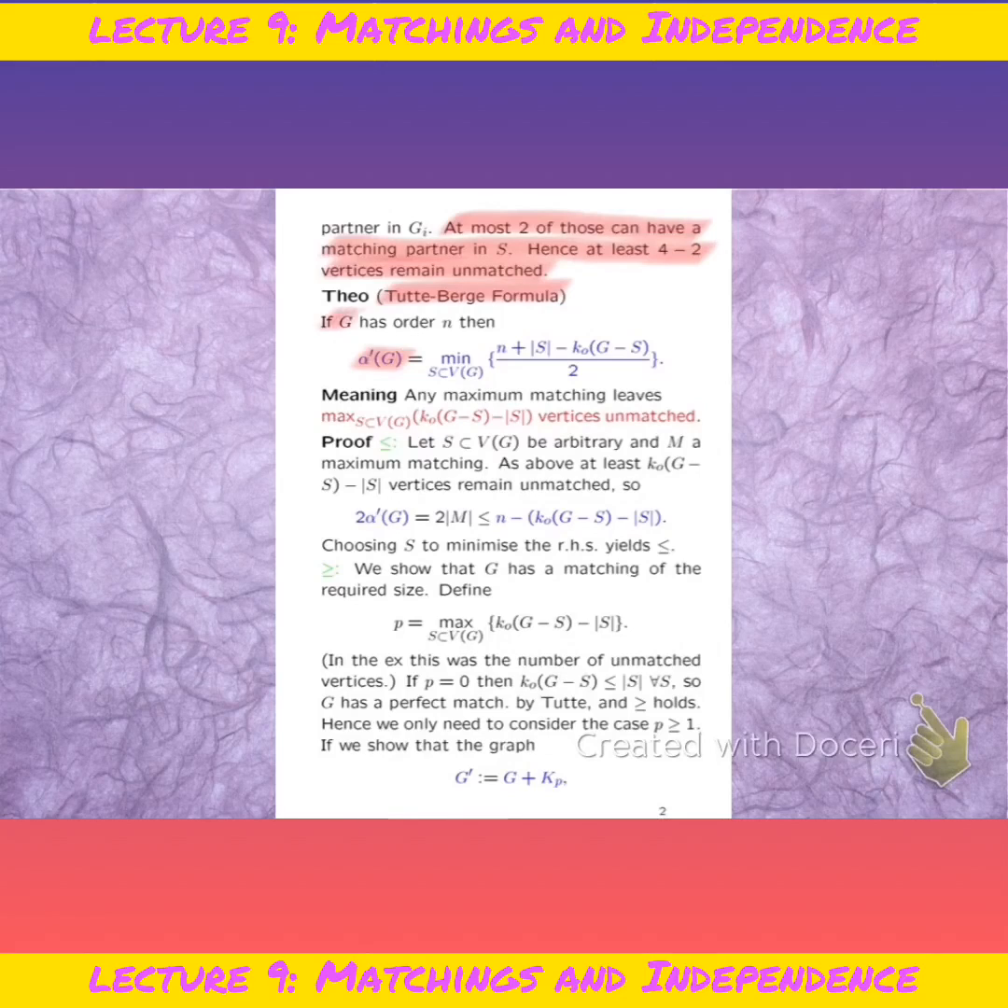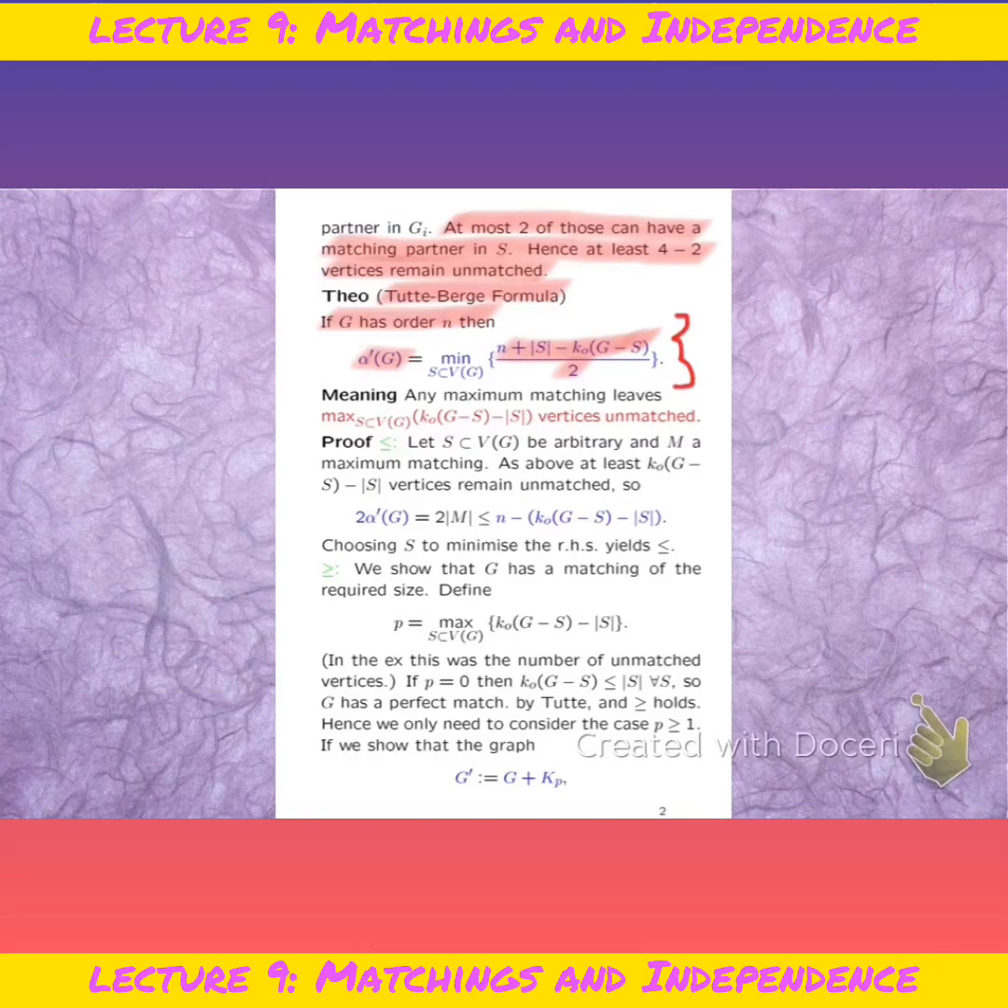Right, so if G is of order n, then this number is basically the smallest possible value of this quantity here. And what's that quantity? It's the number of vertices plus the cardinality of S minus the number of odd components of the graph G minus S. You let S run through the whole of G, and you pick the S that will make this value as small as possible.